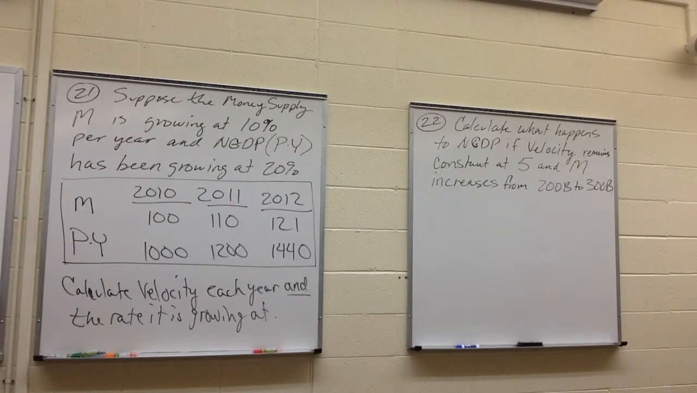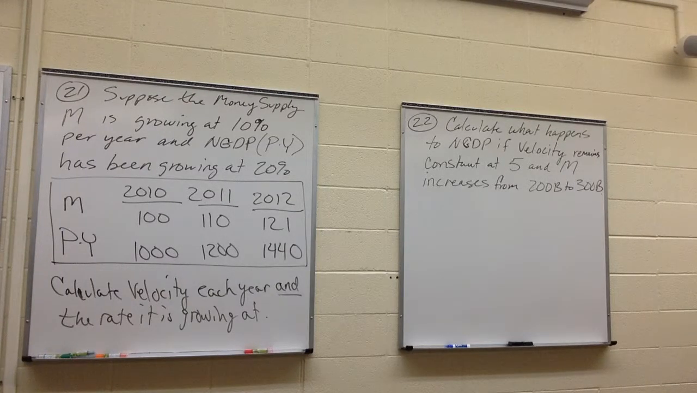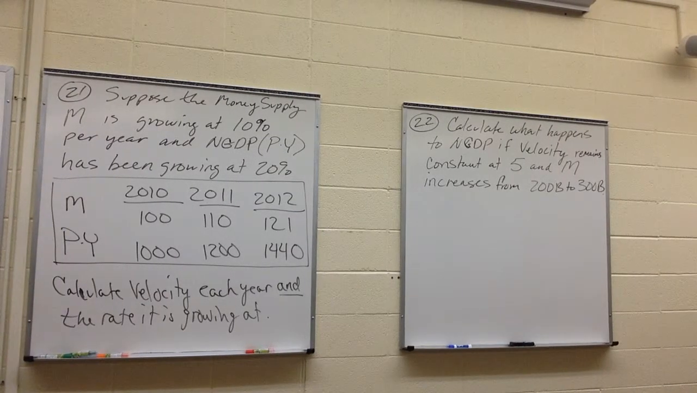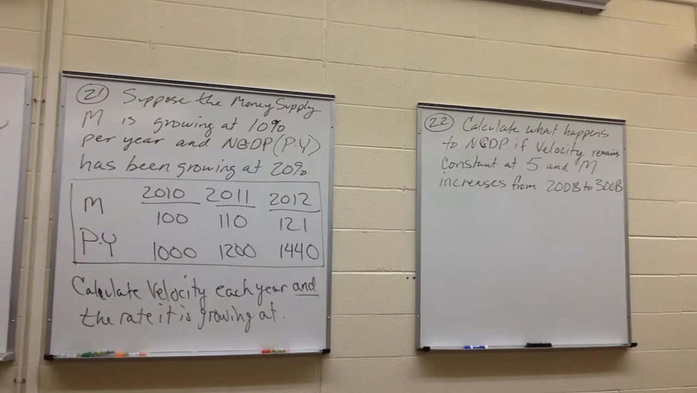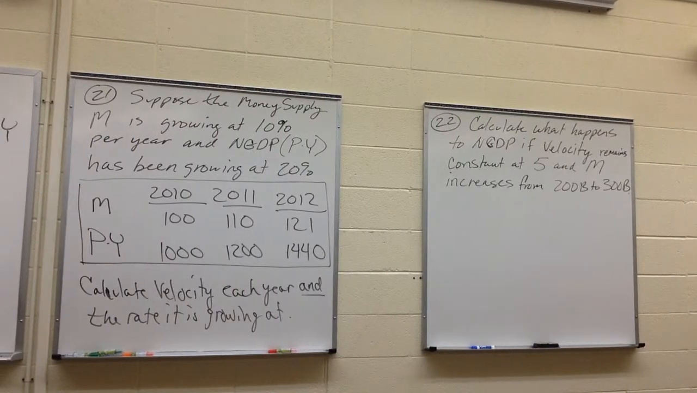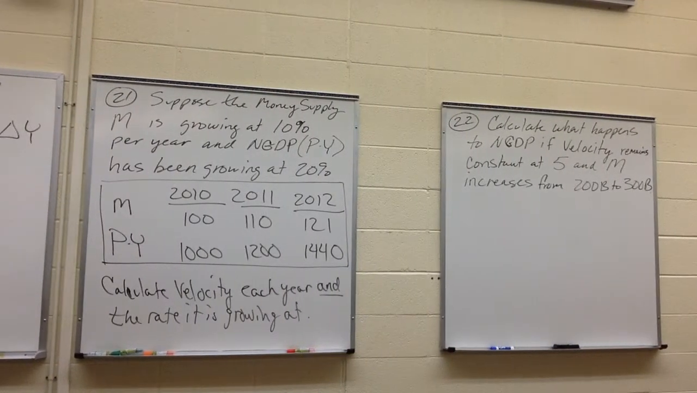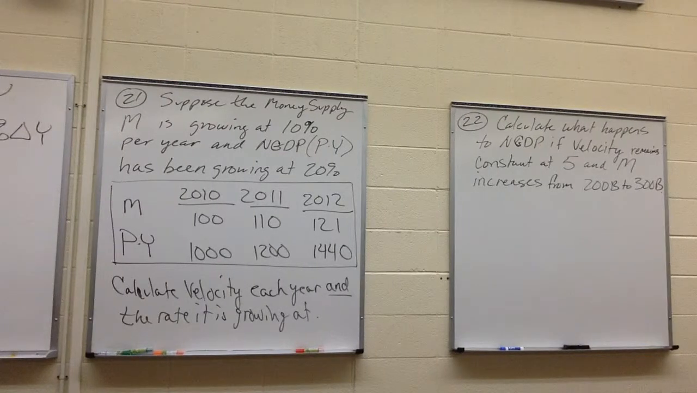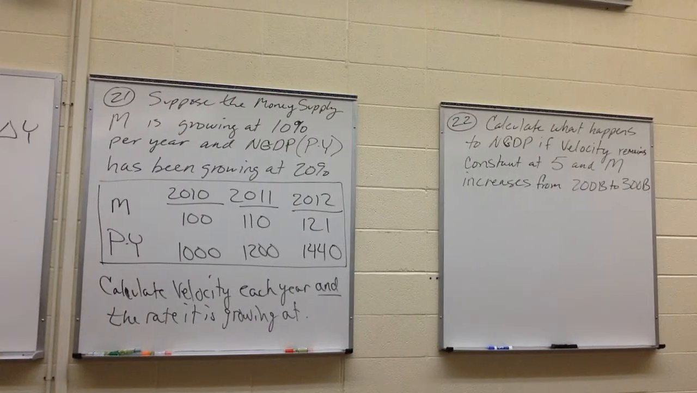So I would say 200 times 5. Calculate the levels too. Calculate what happens to nominal GDP. So a nice complete answer will have the levels. Increases by 50. I couldn't see your little 1 there. Okay, got it. Good.